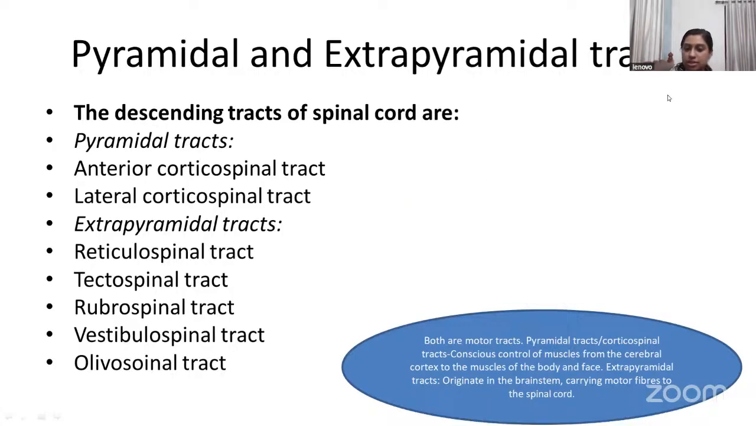As we already mentioned, these descending tracts are motor tracts and conscious control. Only the corticospinal tracts are called pyramidal tracts since they pass through the pyramid of the medulla. And it is concerned with the conscious control of the muscles from the cerebral cortex to the muscles of the body and face. Whereas extrapyramidal tracts originate in the brainstem, carrying motor fibers to the spinal cord.